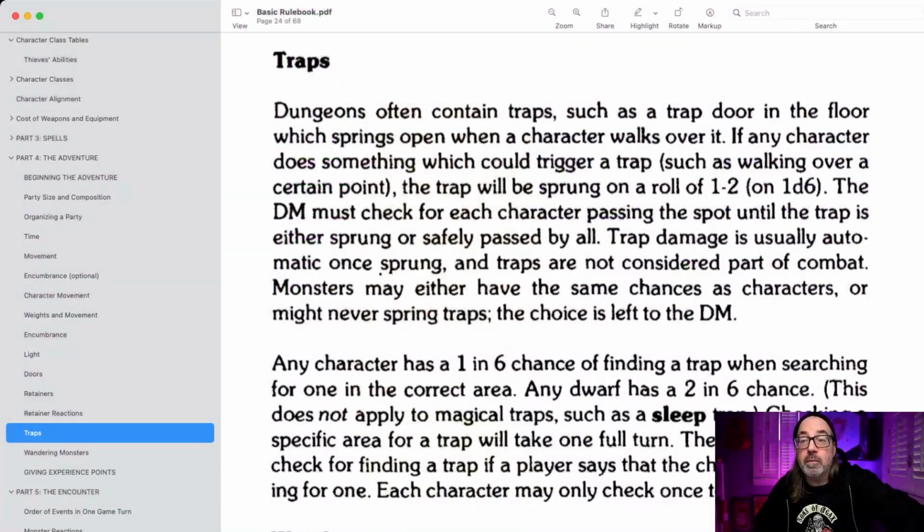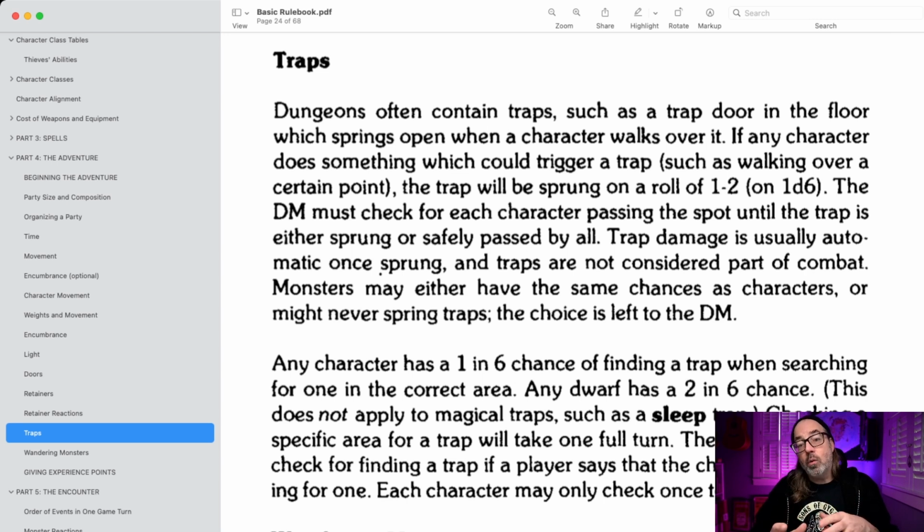This is basically in the B book, the basic book, and what we're seeing here is traps. Dungeons often contain traps, such as a trapdoor on the floor, which springs open when a character walks over it. If any character does something which could trigger a trap, such as walking over a certain point, the trap will be sprung on a 1 or 2 on a d6. The DM must check for each character passing over the spot until the trap is either sprung or safely passed by all. All trap damage is usually automatic once sprung. Traps are not considered part of combat. Monsters may either have the same chances as characters or might never spring traps. That's up to the DM.